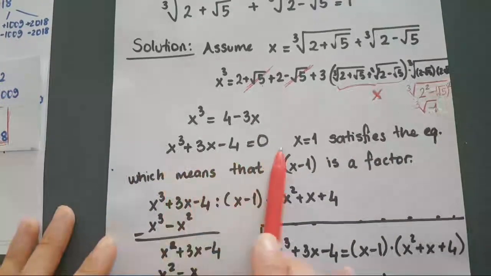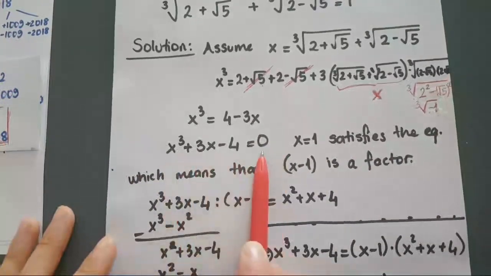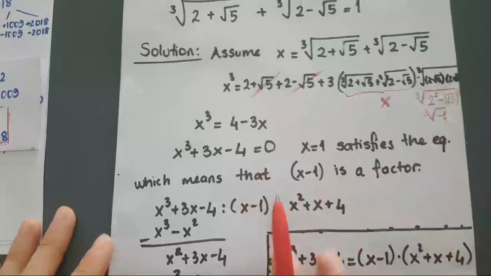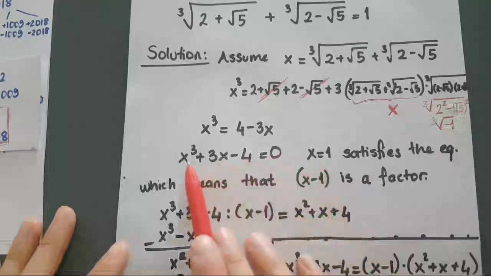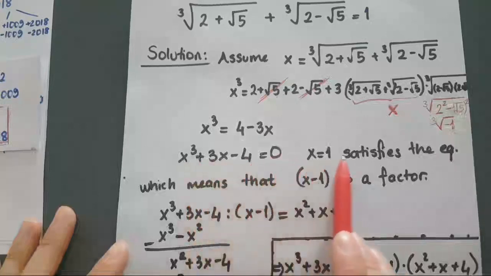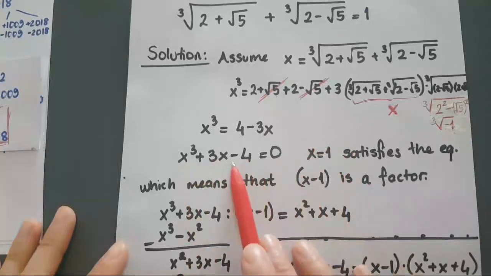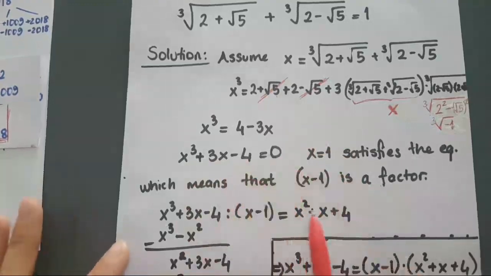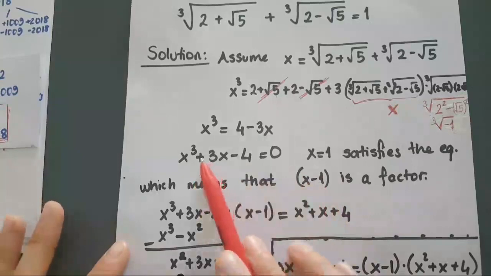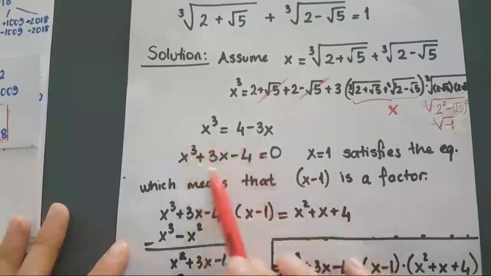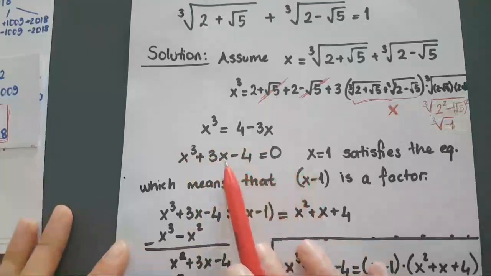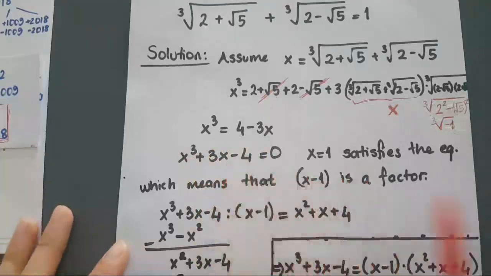And then we have to solve this cubic equation. To be able to solve it, we need to factorize. How did I factorize? I checked the coefficients. I have seen that 1 is satisfying the equation. If 1 satisfies the equation, then x minus 1 has to be a factor of this. If x minus 1 is a factor, when I divide this cubic expression by x minus 1, I will get a quadratic.